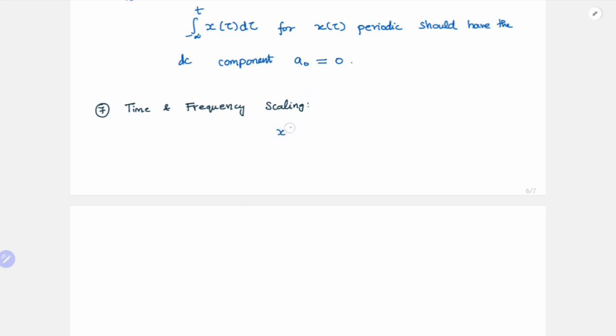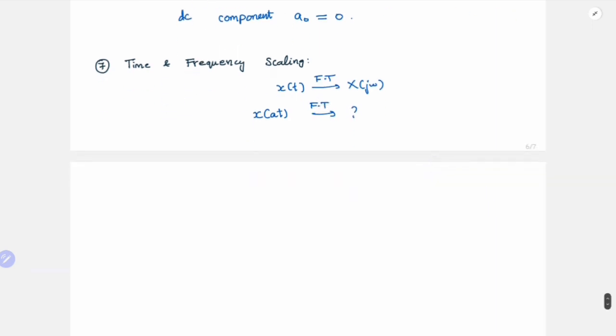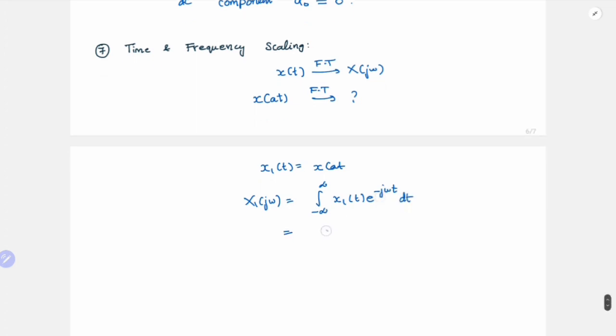So if x of t gives a Fourier transform, x of j omega, what does x of at give? So let us try to find out. So we have x of at, right? The Fourier transform. Let's say x1 of t is equal to x of at. So x1 of j omega is nothing but integral minus infinity to infinity x1 of t e power minus j omega t dt. So this is going to be integral minus infinity to infinity x of at e power minus j omega t dt, right?